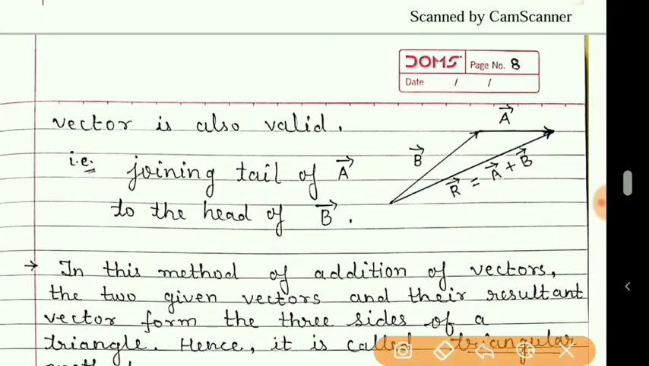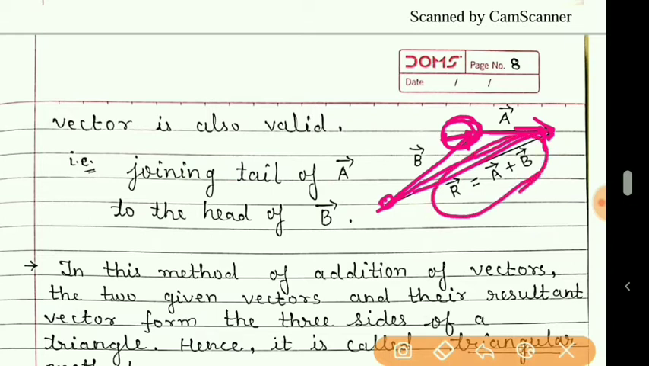You can see a vector A is there. Now tail of vector A is connected to the head of B. So now this tail and head, they were connected with each other. Now only one tail and one head is free. So we can join that with a straight line. So this straight line from tail to head is nothing but it is the resultant vector R, which is nothing but vector A plus vector B.